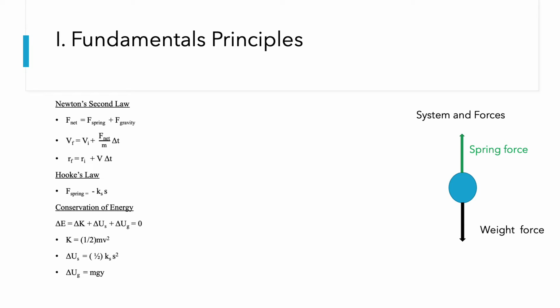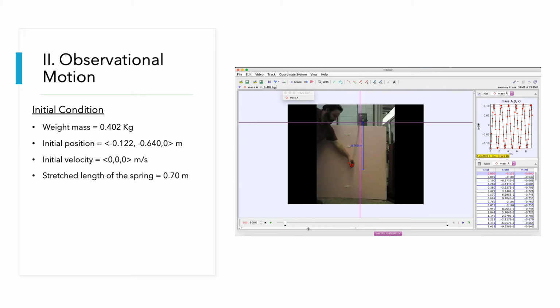Fundamental principles. So we use Newton's second law, Hooke's law, and conservation of energy to help us during this experiment. Observational motion. Here's the video through Tracker, and we were able to extract the initial position of the system, the initial velocity, the stretch length of the spring, and the mass was 0.402 kilograms.